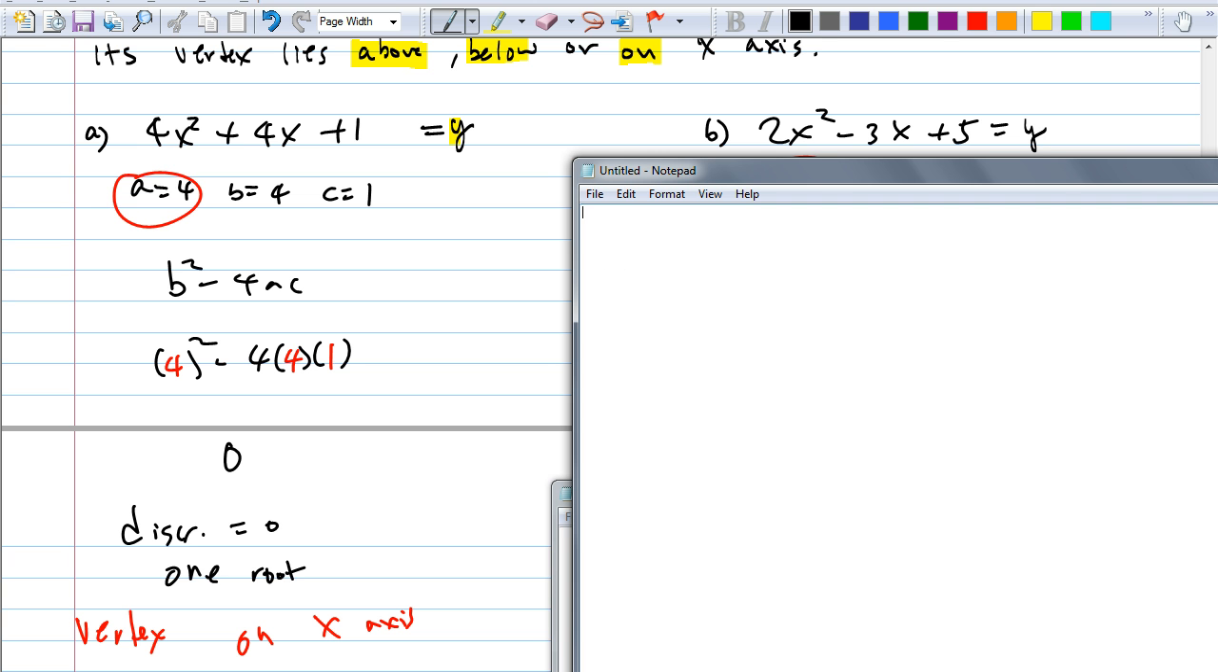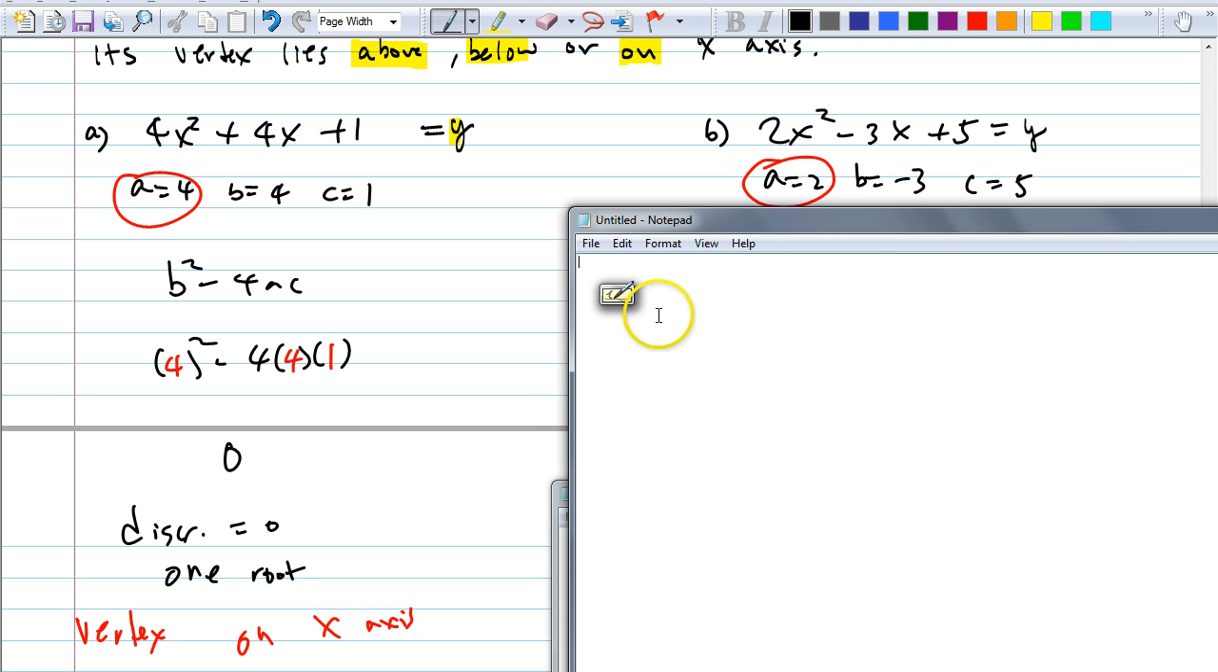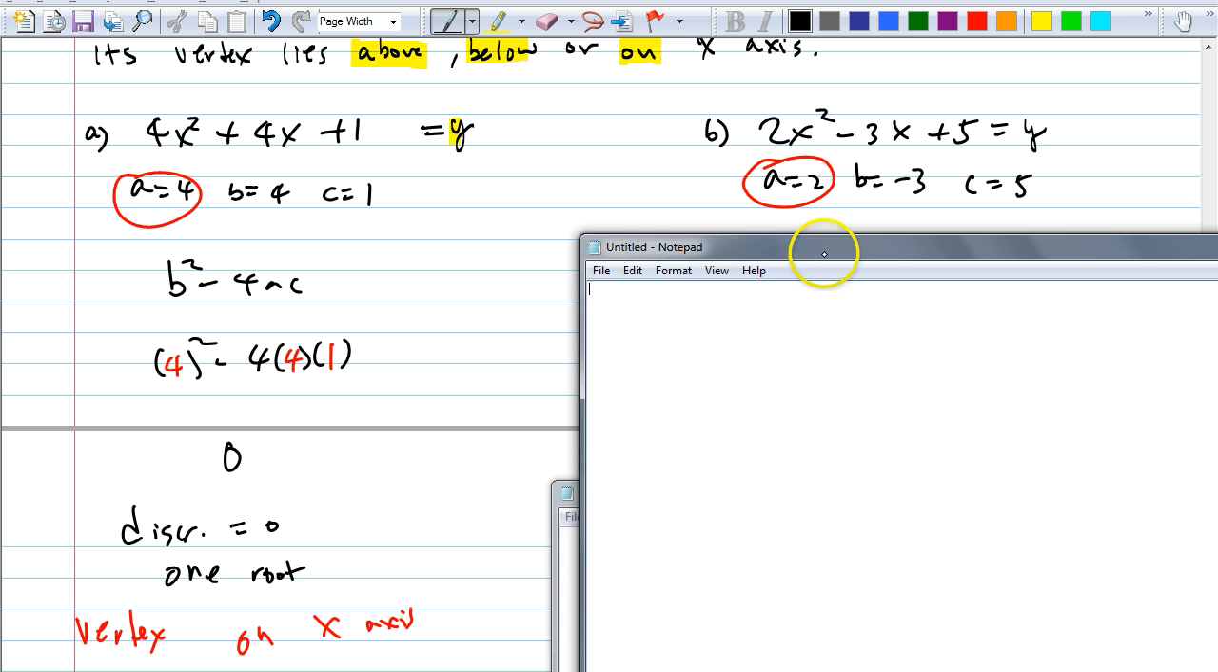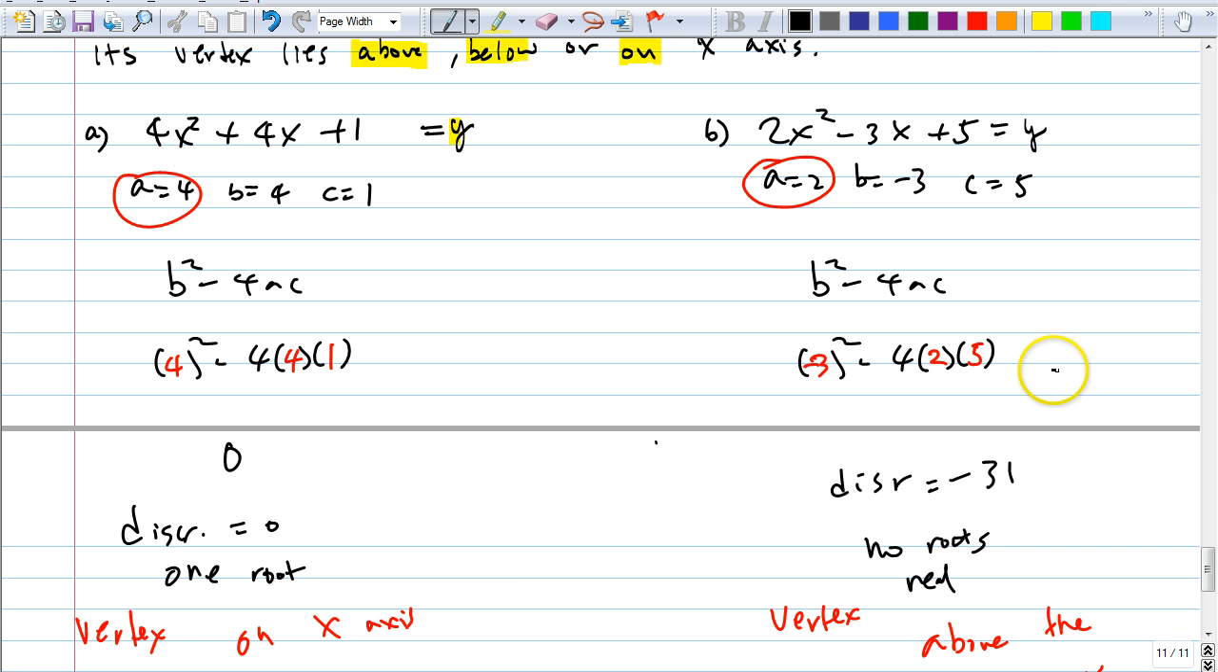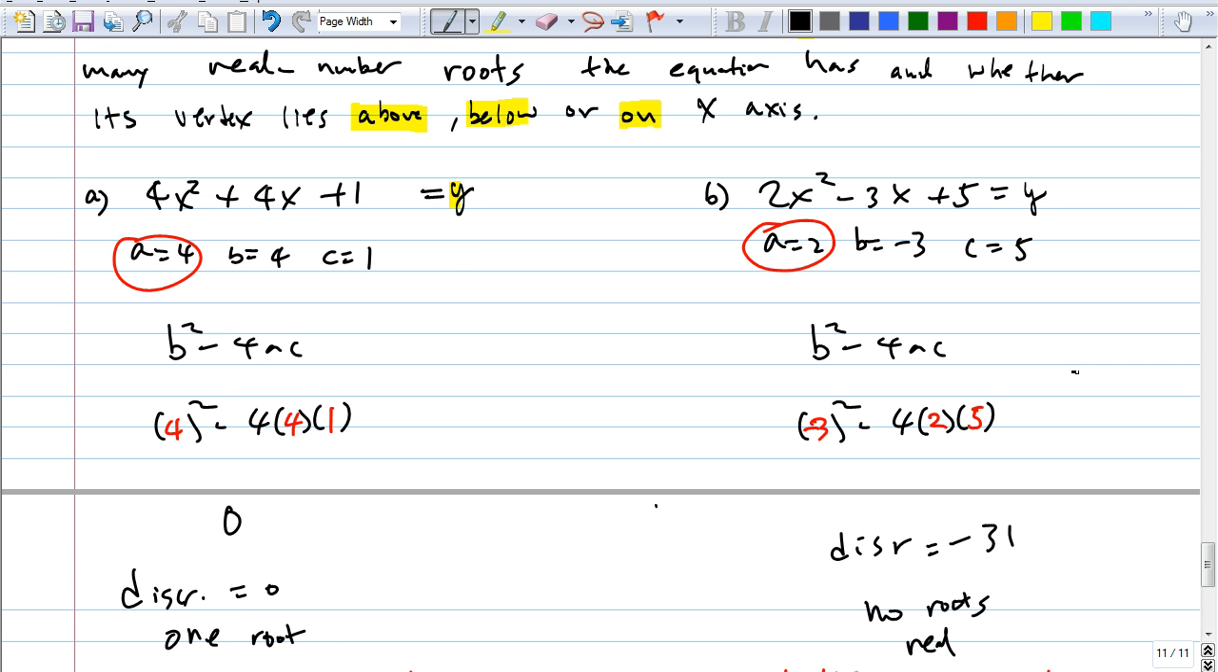Try this one now, quickly. So A is what now? 2. B is? -3. What's your C? 5. Because of time, let me just do this to show you. When you plug it in, you get negative. Guess what? No real root. When you get negative. Now, is the vertex going to be above or below?